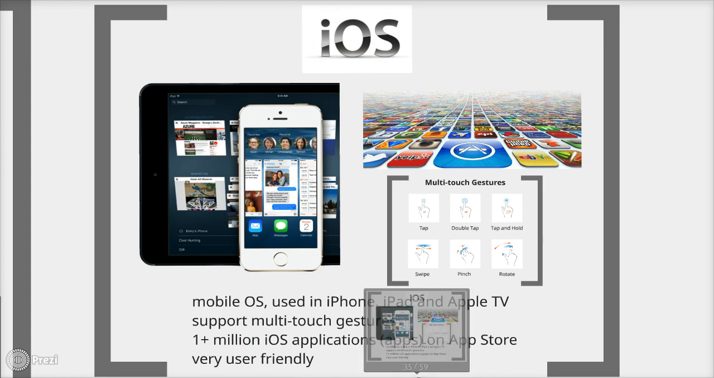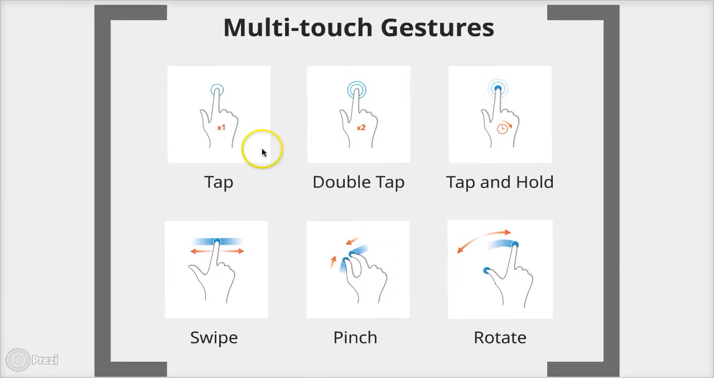So what is a gesture? It's like this. In the past, we used the mouse, and therefore we had the left click, right click, and double click. But now we have the touch screen or the multi-touch screen. So these are the gestures. For example, tap, double tap, tap and hold, swipe, pinch open or pinch close, or rotate.